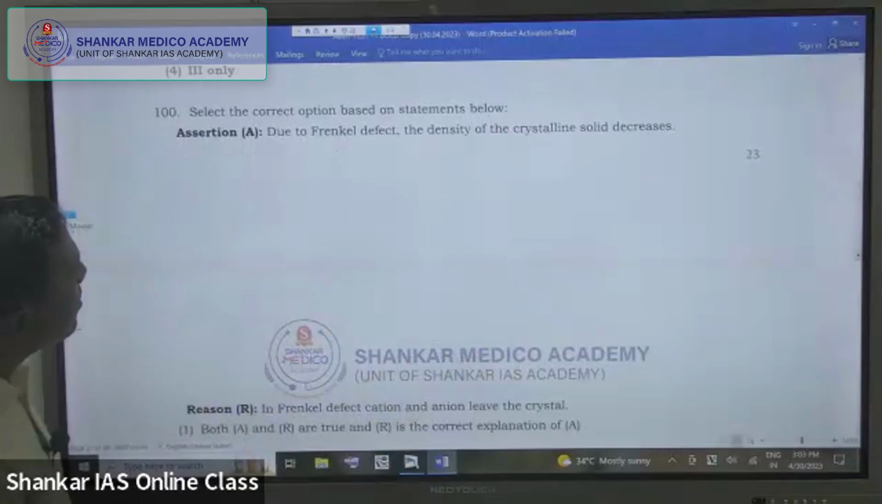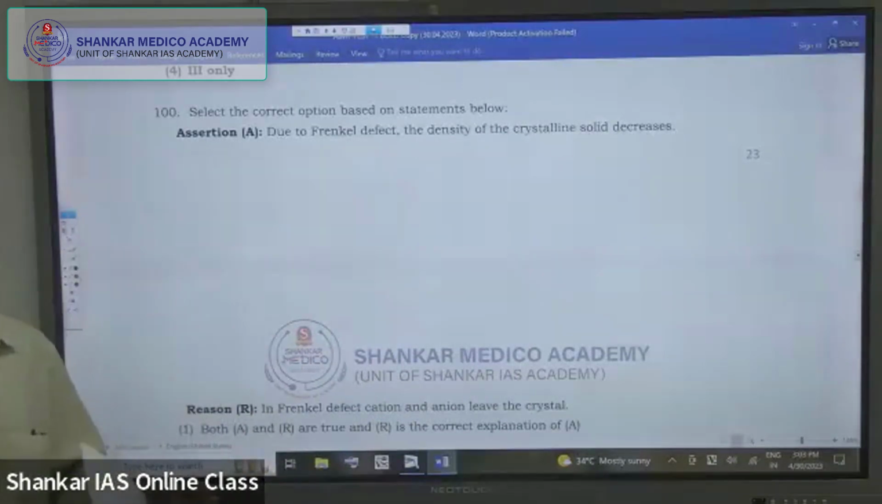Due to Frenkel defect, the density of the crystal solid decreases. Actually, you should know the difference between Frenkel defect and Schottky defect. Both occur in the solid state, particularly ionic solids. In a Frenkel defect, the cation is displaced and occupies an interstitial site. It will not go out of the crystal, and the density will never decrease or increase, it remains constant.